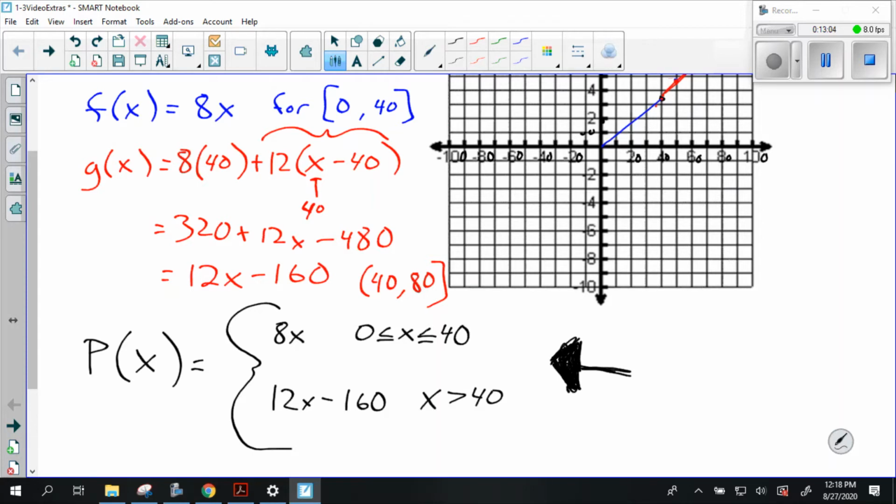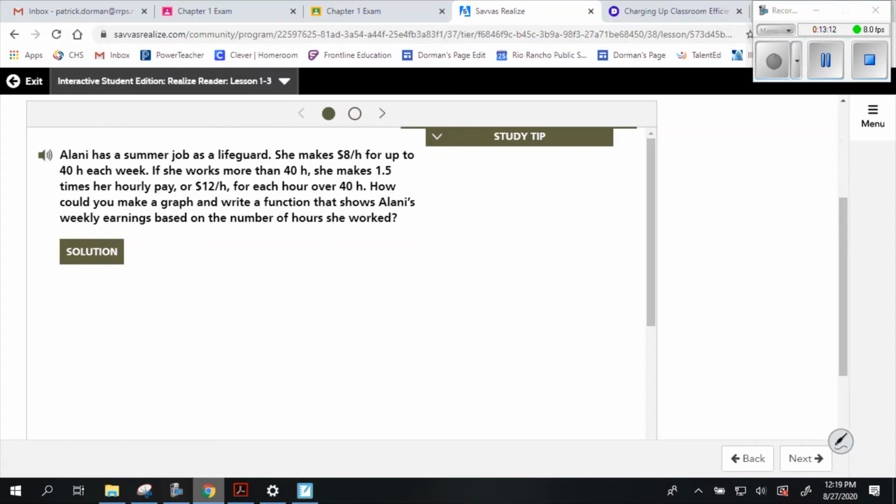So we've answered the question. Let's go back to our canvas and have a look at where we're at now. So what did we do? We came up with a function and we came up with a graph for this. That's awesome. Let's answer another question. Let's try it.